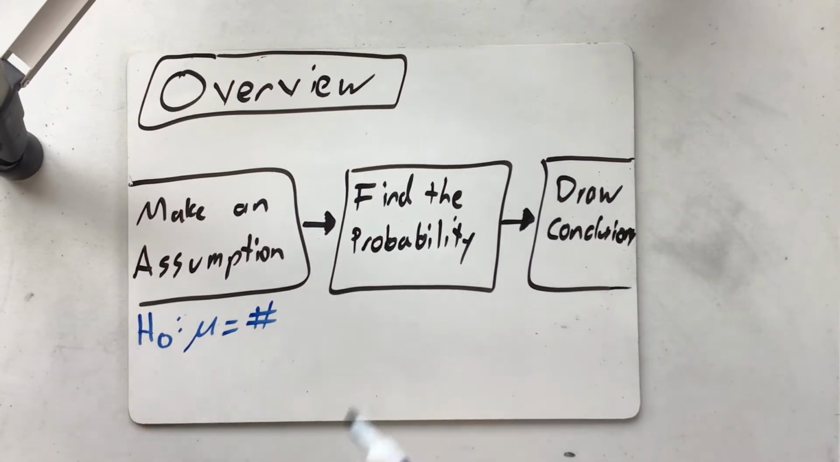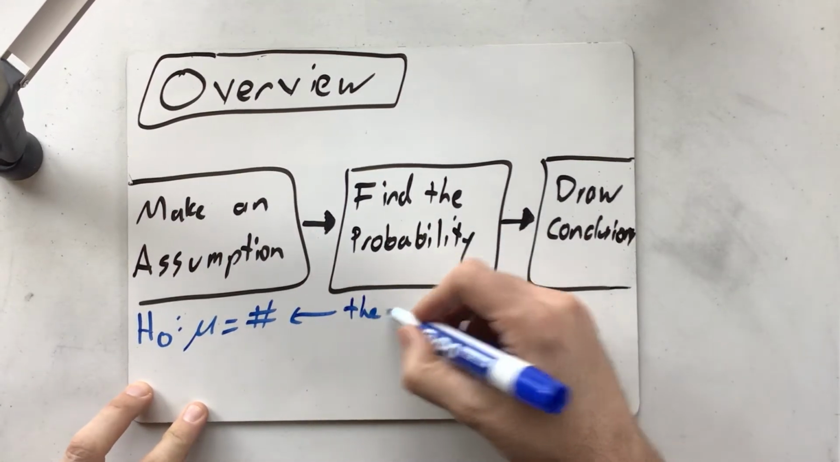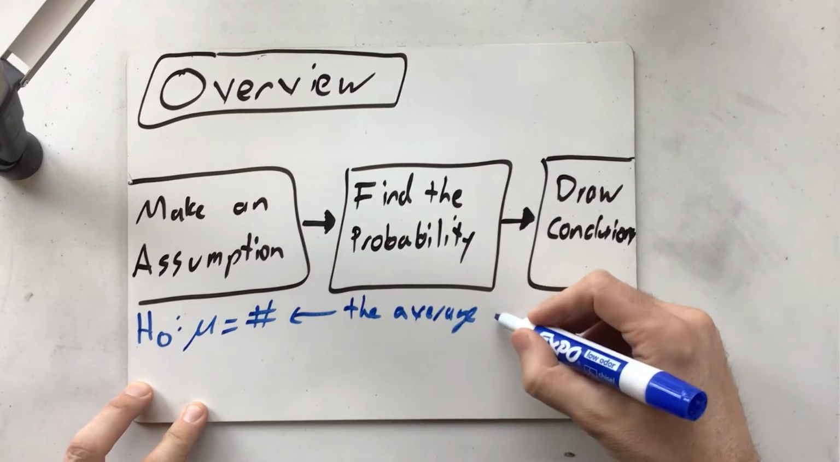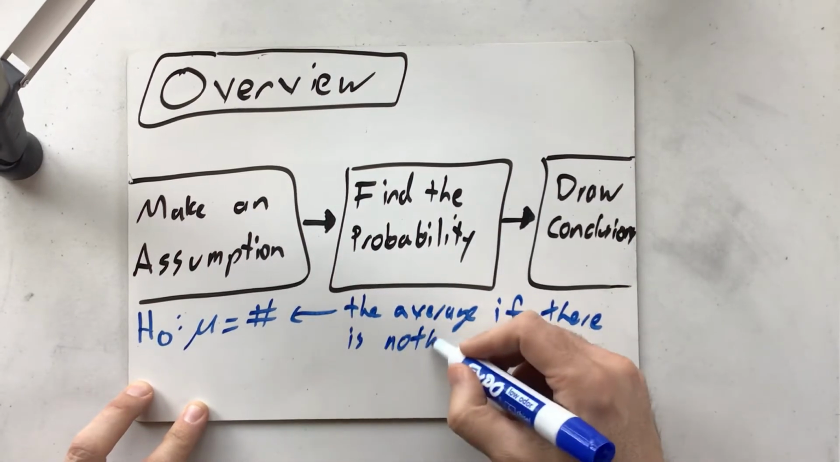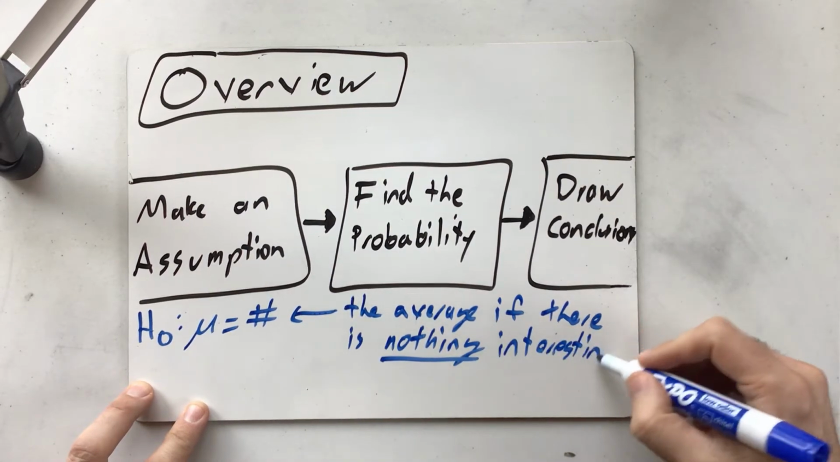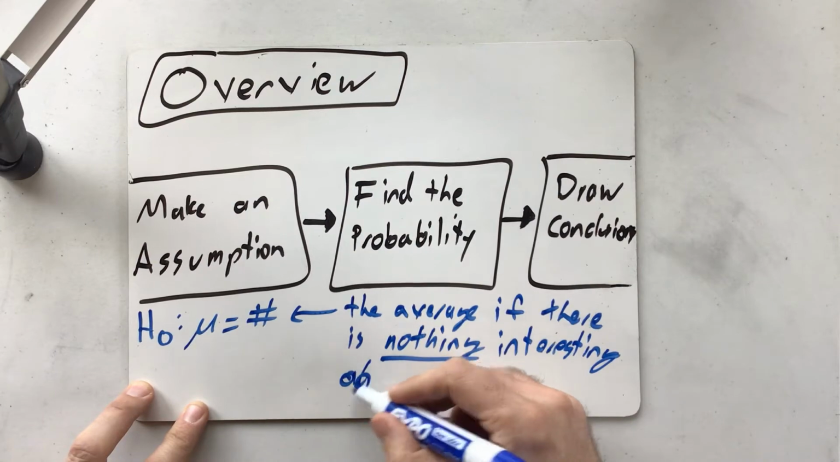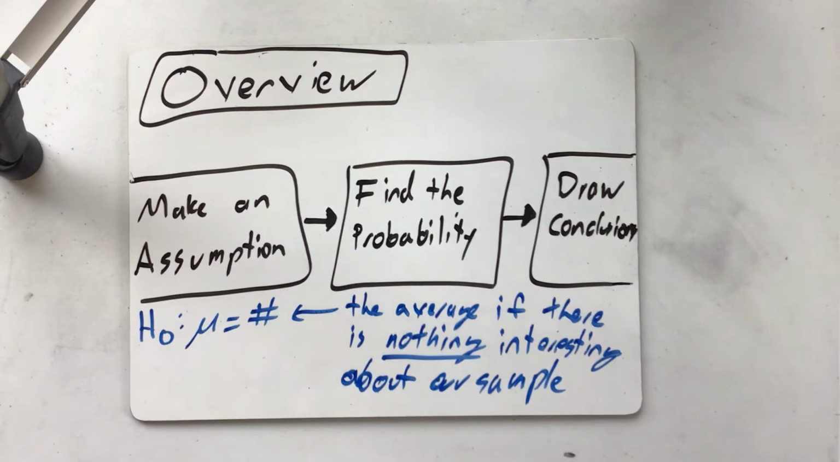This number is whatever our default is. It would be the average if there is nothing interesting about our sample. So we always start with an assumption: the assumption is that our average is what occurs if there's nothing interesting in our sample.